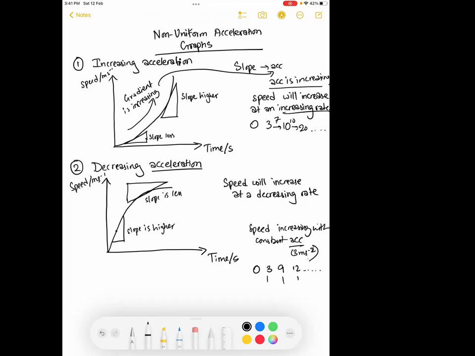It's an increasing rate. And what about decreasing? The one that I wrote just a moment ago: 10 and then 15, something like that, and then 19. So you see the speed is increasing, but the difference between them is less. Okay, that is a decreasing rate.